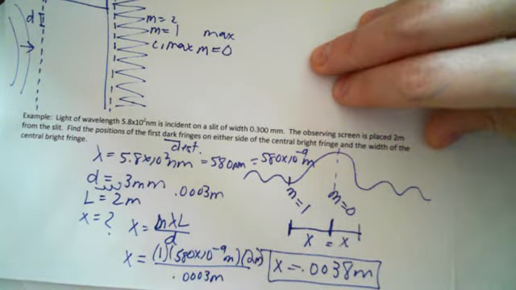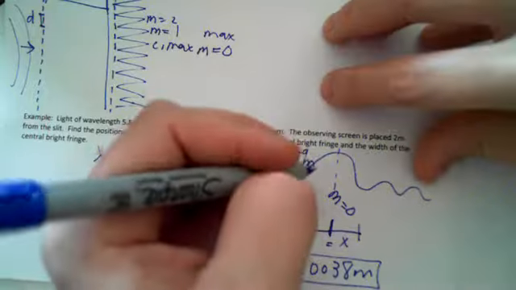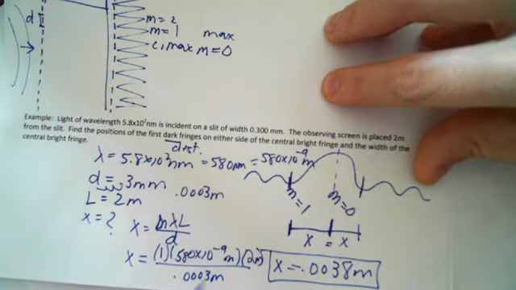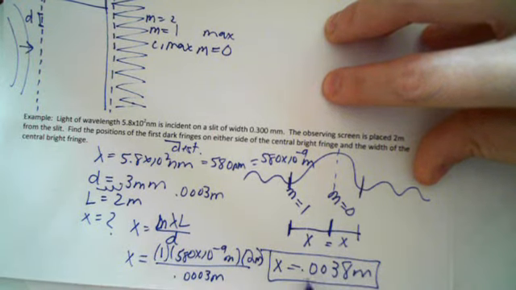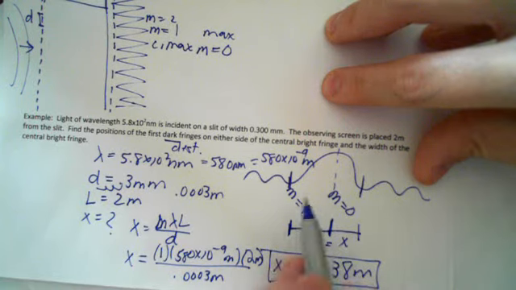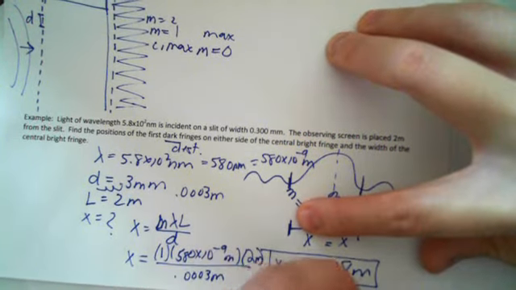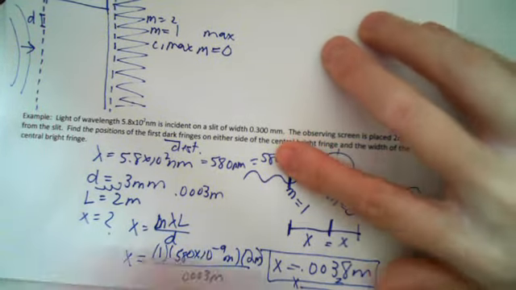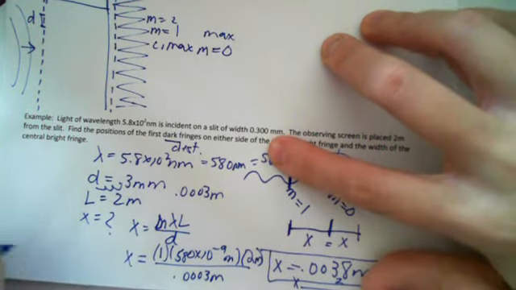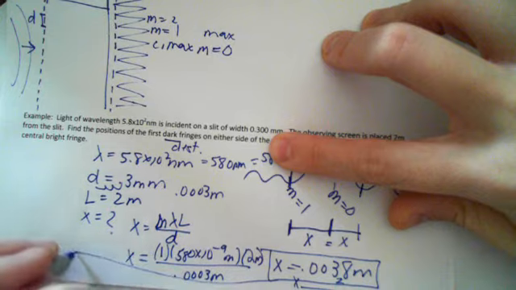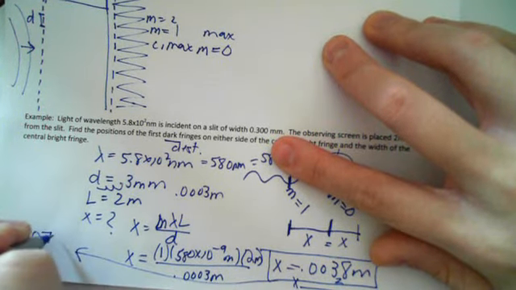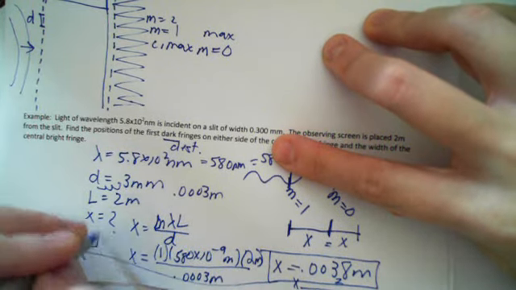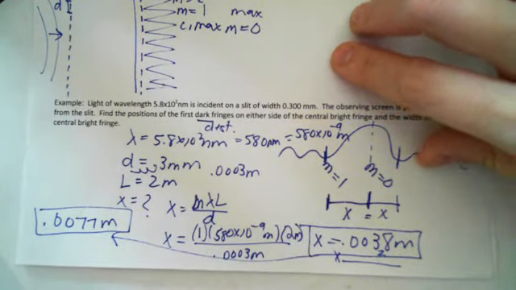Then it wants us to find the width of the bright fringe. Well, this is easy. Look, from this dark fringe to this dark fringe, that encompasses all of the bright fringe. So if this is symmetrical to this, all we have to do is double that number to find the width of the central bright fringe. So we're going to multiply that by 2, and basically you get the bright fringe equal to 0.0077 meters. Ta-da! So that's the width of the central bright fringe.